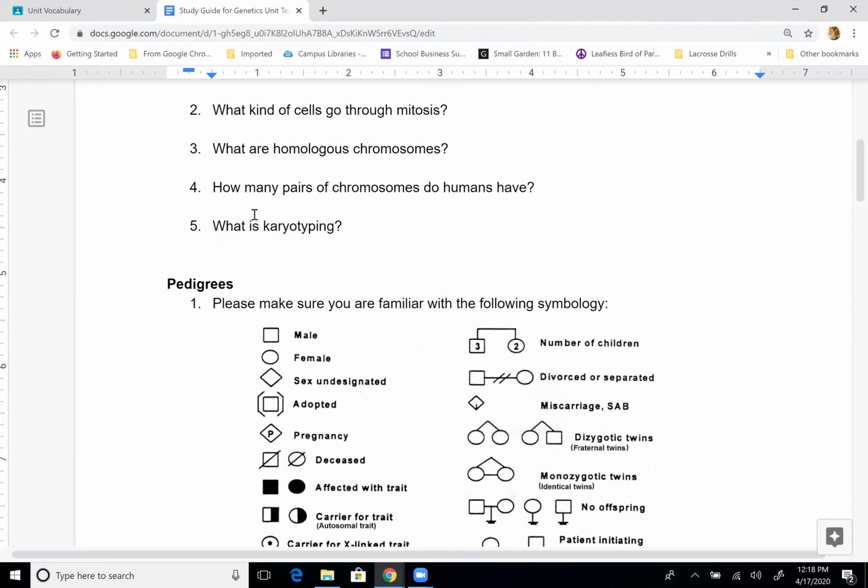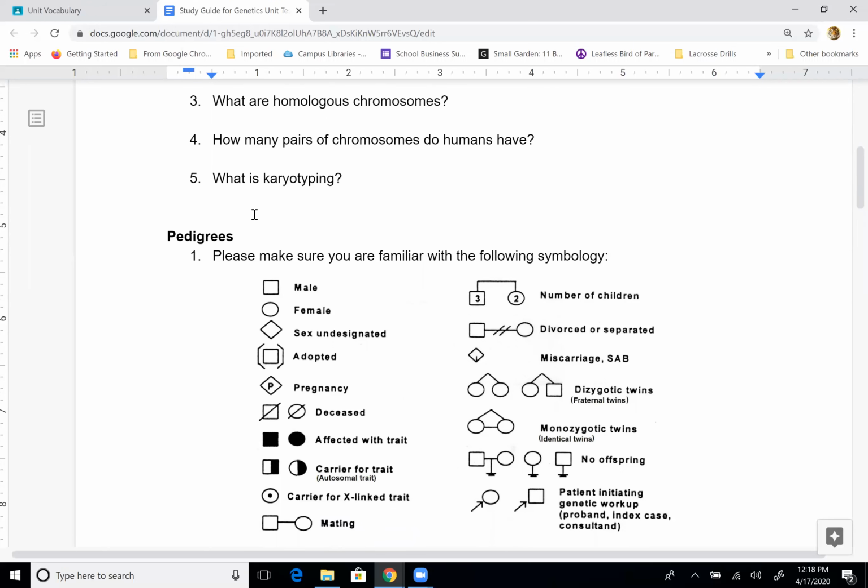Karyotyping is when someone takes your chromosomes and lays them out and basically arranges them by size. Number 1 is the largest, the longest, and number 22 are the smallest pair. And then pair number 23 is your sex chromosomes. And if you're a woman, you have 2 X's. The X's are the bigger ones than the Y. So if you're a man, you have an X and a Y. And here is where we also talk about the different types of genetic disorders that we've gone over, right?